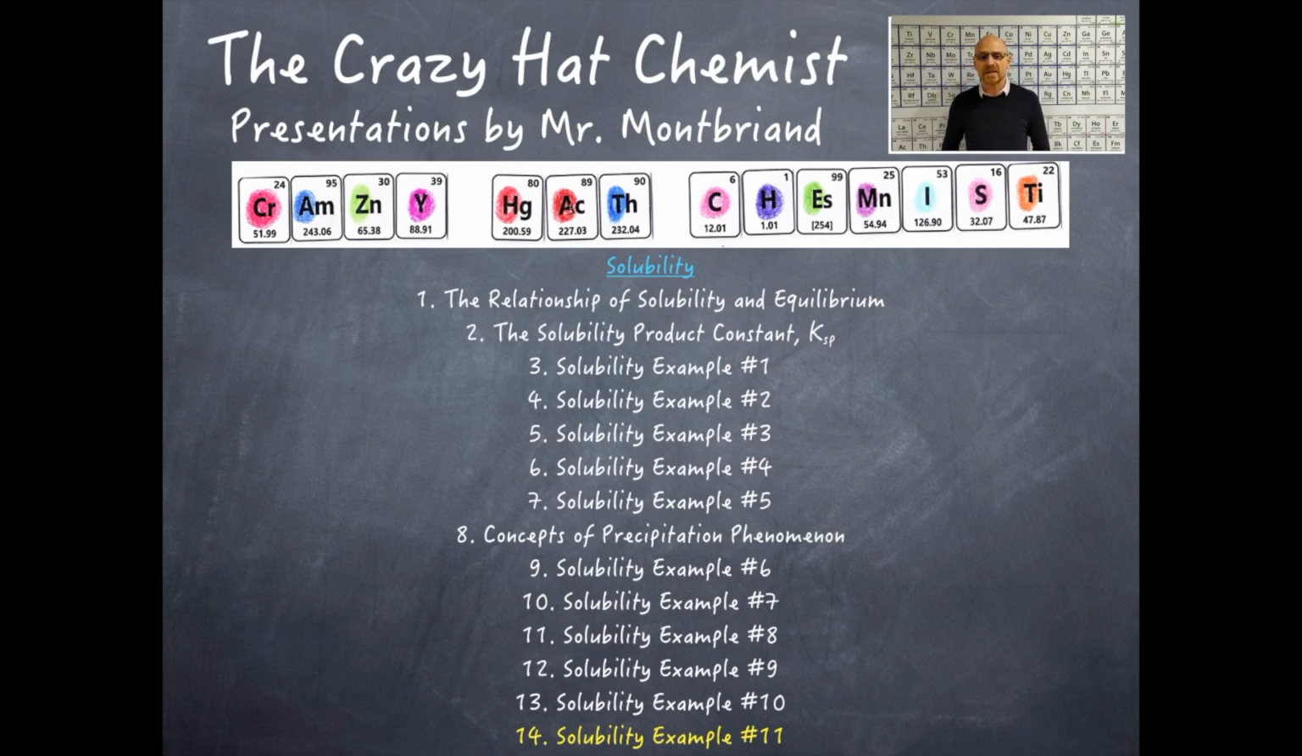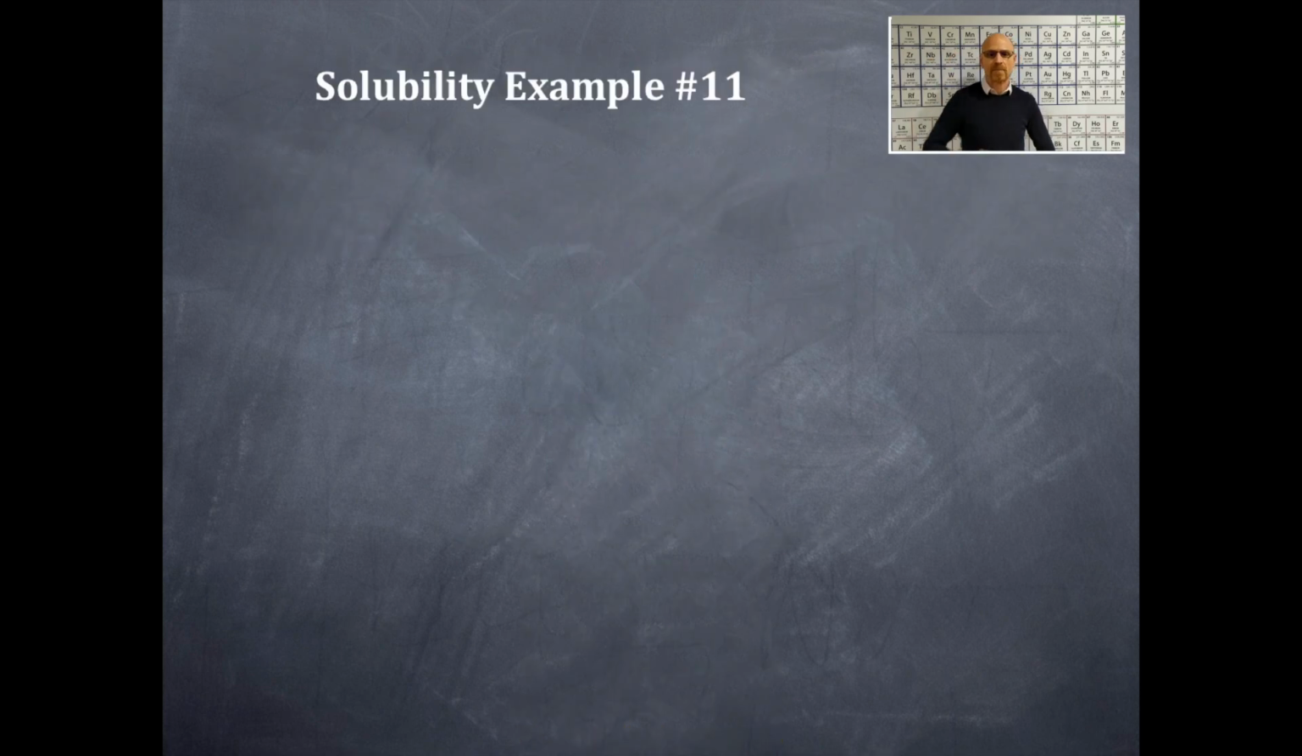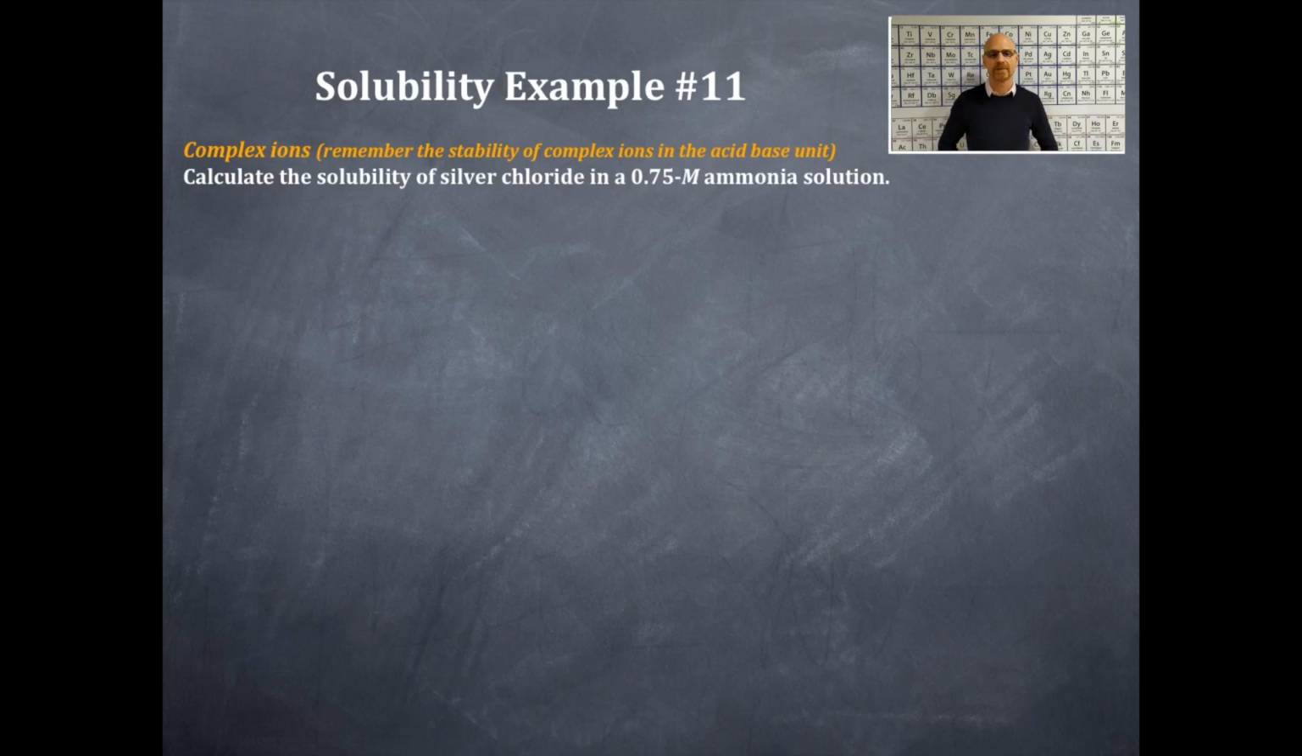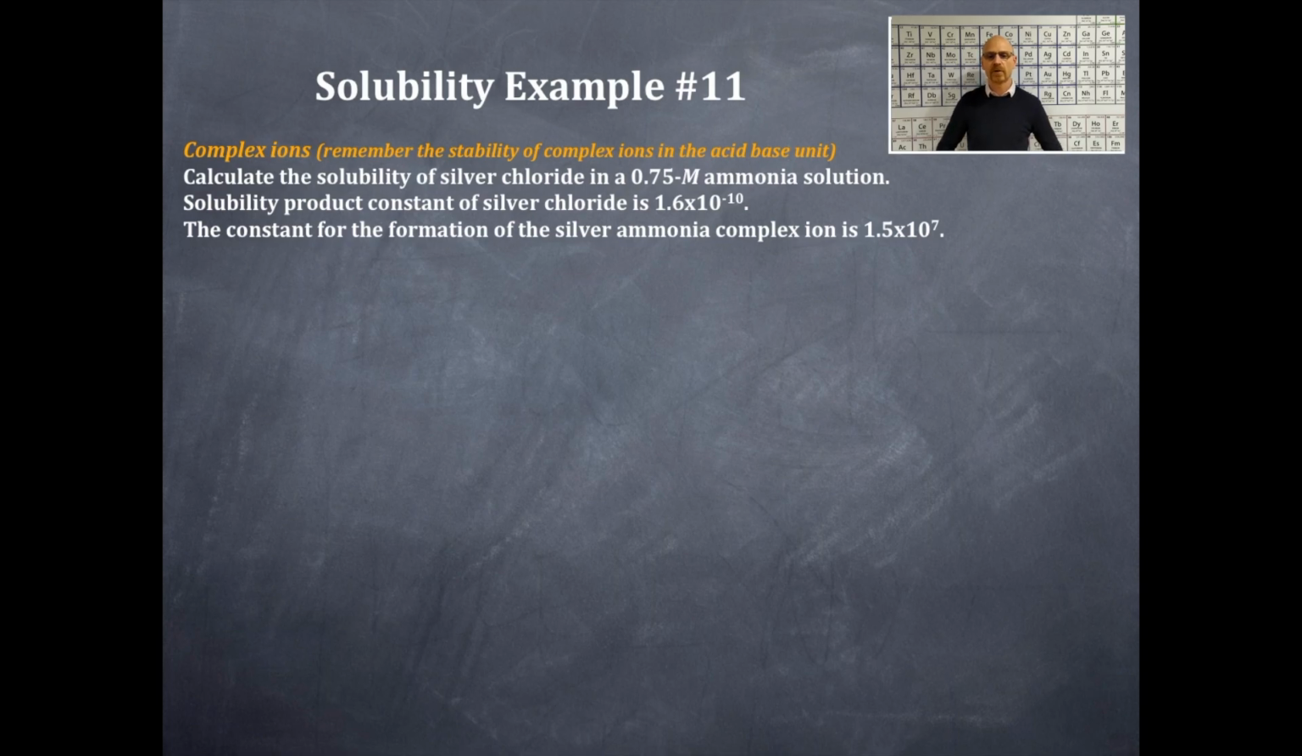So the last video in this series here of solubility. Bam! Solubility example number 11. So complex ions. Remember the solubility of complex ions in the acid-base unit? Here's another one. Calculate the solubility of silver chloride in a 0.75 molar ammonia solution. The solubility product constant for silver chloride is 1.6 times 10 to the negative 10. The constant for the formation of silver ammonium complex ion is 1.5 times 10 to the 7.